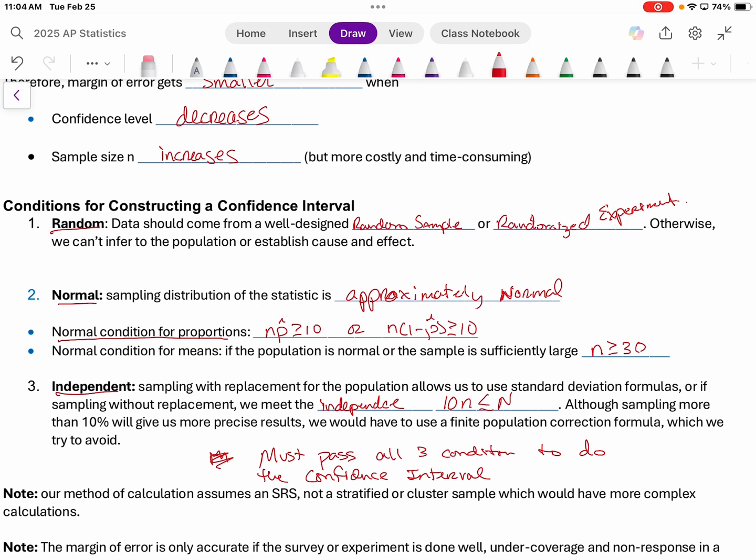Then we'll say normal. We'll show the n times p hat, or we'll do n is greater than 30. And then for independence, we'll do 10 times the sample size. Is it less than the population? Is it smaller than the population? And that's where we use, it's reasonable to assume that there's, and so on.